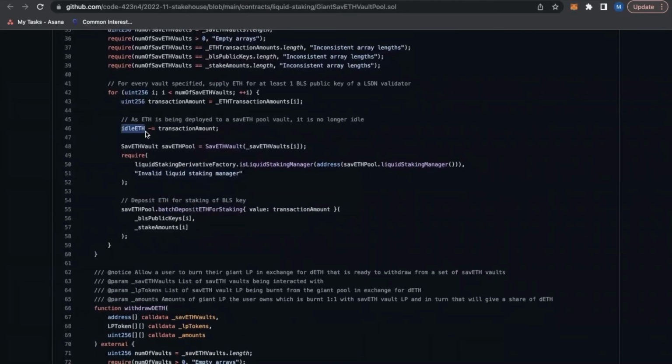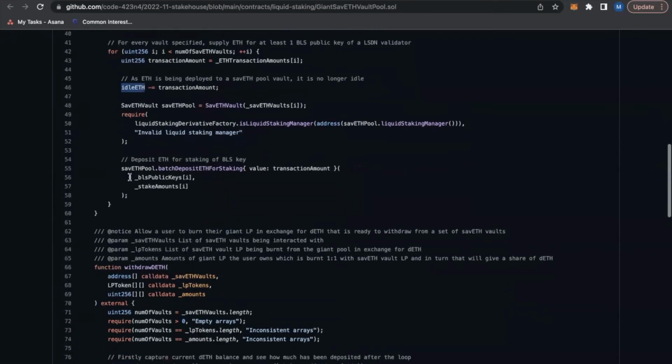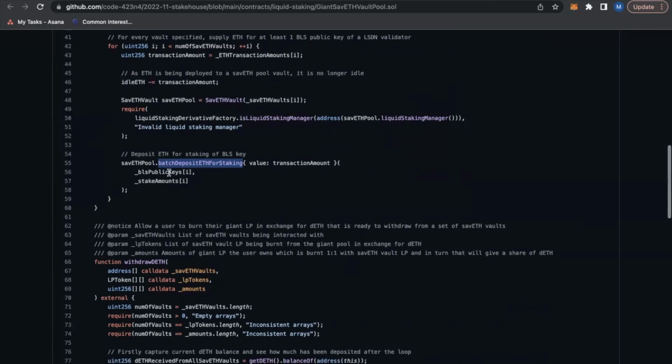So the ETH was sitting here idly. Now that the node runner has triggered this transaction, it will be sent as a transaction amount, so your idle ETH decreases from the pool. Here, the function is the pool's batch deposit ETH for staking. This is the step where ETH is sent to the individual liquid staking networks' protected staking pools, to the particular BLS public key and the amount that is needed.